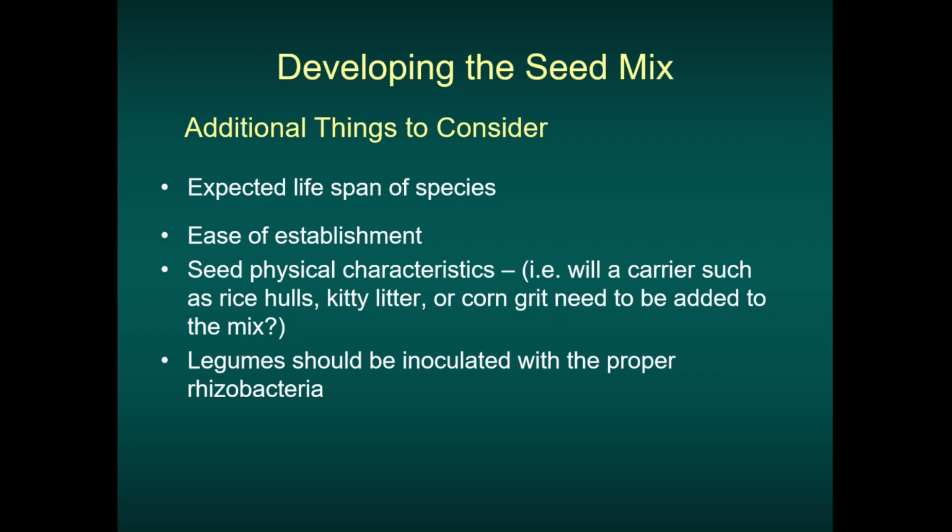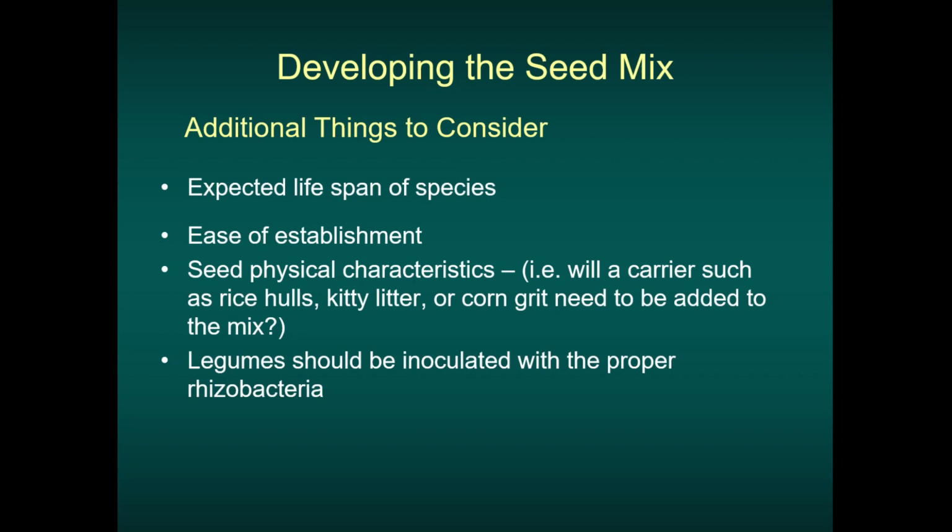Some other things to consider: expected lifespan of different species. Some species will live just a short amount of time and then die off and make way for other species. So you wouldn't want a species like that to comprise the bulk of your mix. You'll just end up with not much cover later on down the road. Think about the ease of establishment. Some things are just difficult to get going. Maybe you want to eliminate them from the mix.